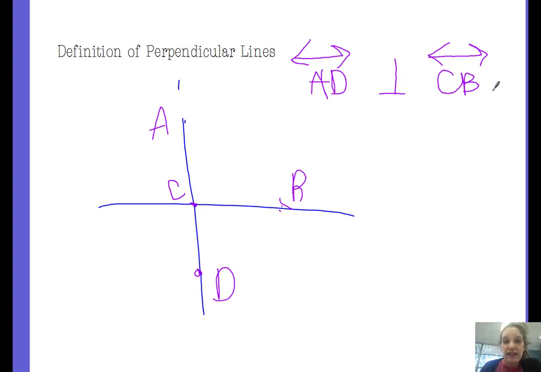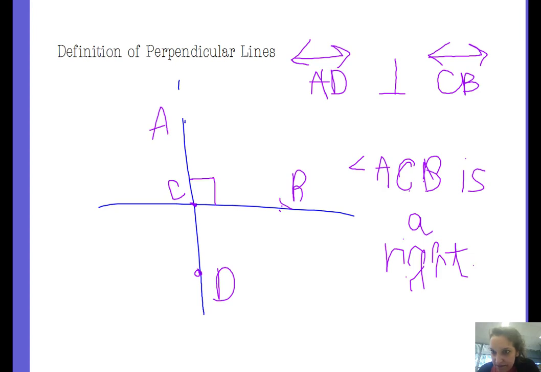So if I told you that line AD and line CB are perpendicular, what that means is that angle ACB is a right angle, and that's what you would say. You would say angle ACB is a right angle.